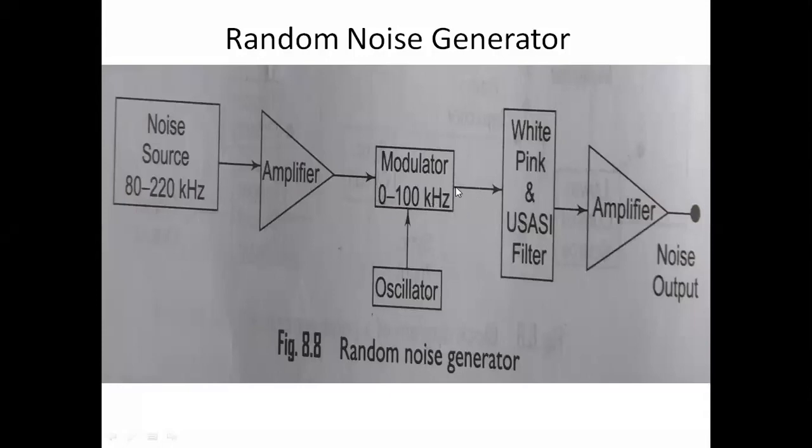With this we can obtain a frequency range of around 0 to 100 kilohertz, and after that the signal will be applied to white, pink and USASI filters. These filters separate all three noise signals, and those signals will be amplified and we will get the noise output.